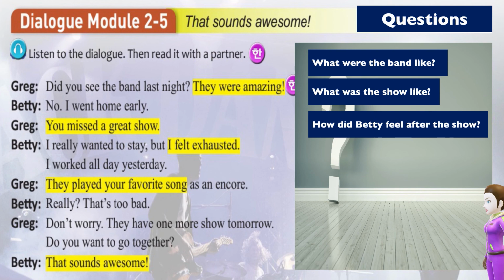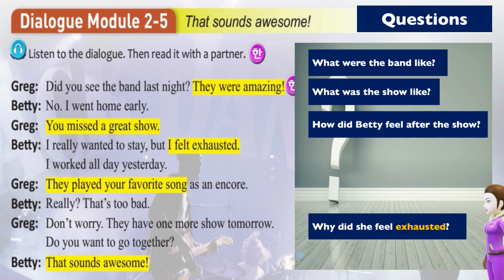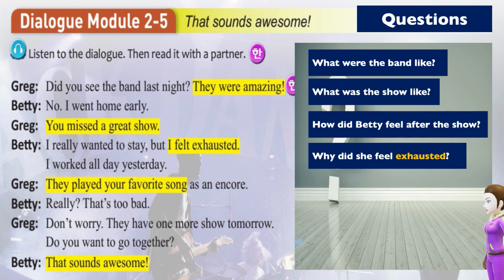How did Betty feel after the show? Betty felt too bad. She felt exhausted because she went home early. Because she worked all day. Yes, and because she worked all day. And then we have... Next question. Why did she feel exhausted? You already said. Yeah, because she worked all day yesterday.